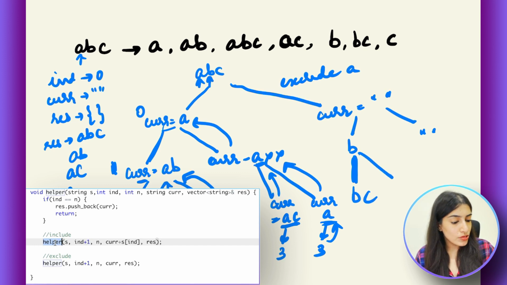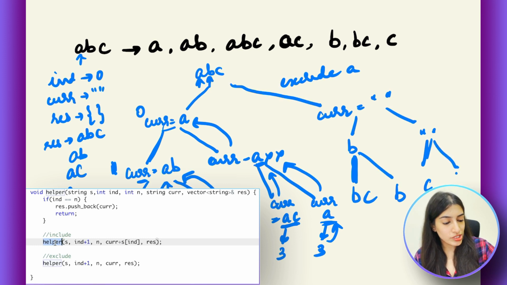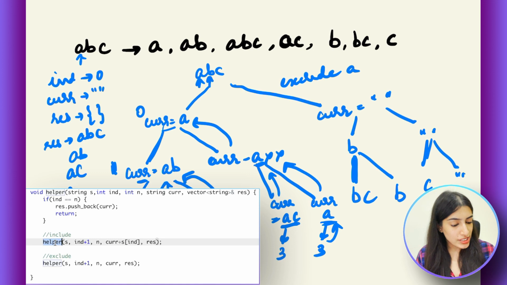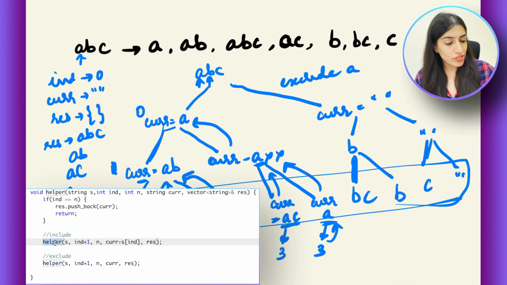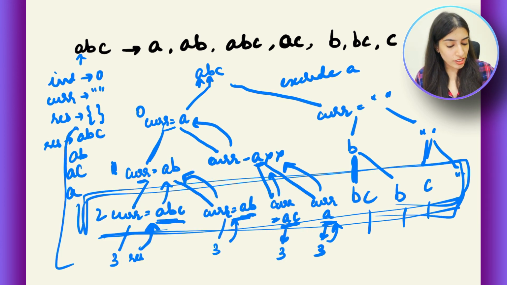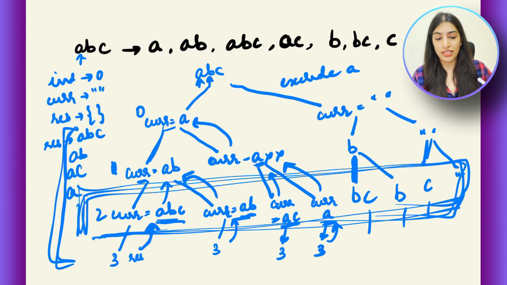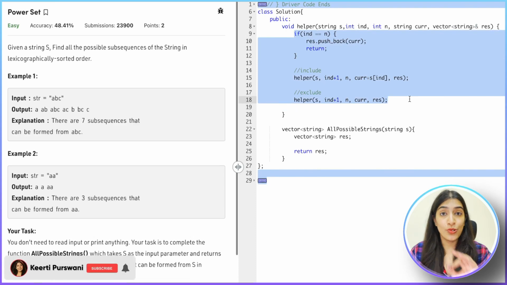When you do exclude C, it will become B only. From here when you do include C, it will become C. When you exclude C, it will become empty. So if we see the level at this, basically it will become 8, and when you reach this level you will end up inserting these to your result. So basically that is why in the end your result will have 8 subsequences. Okay, I hope this is clear now. I hope you have understood this code properly now.